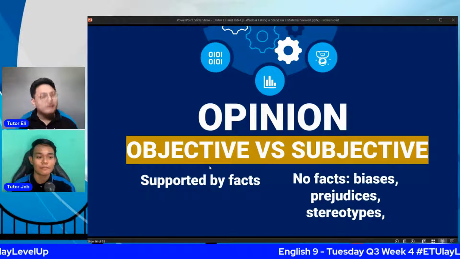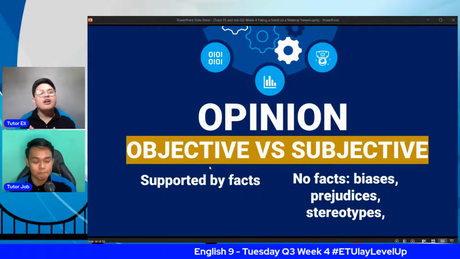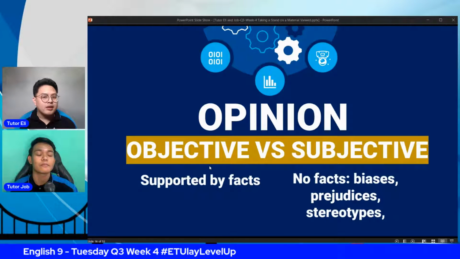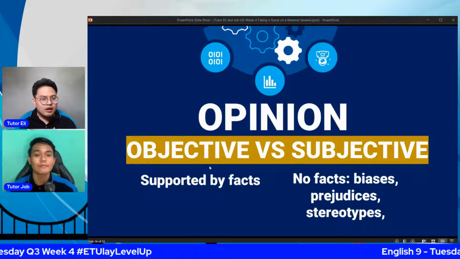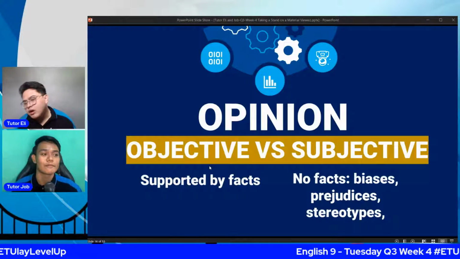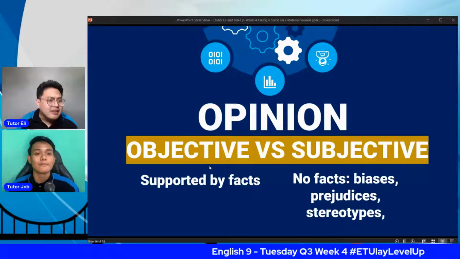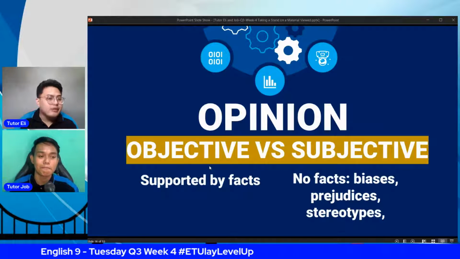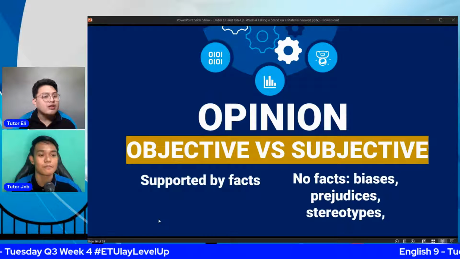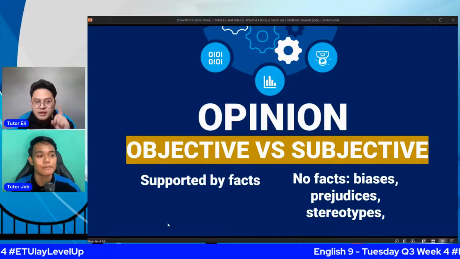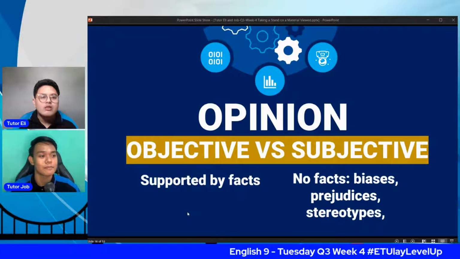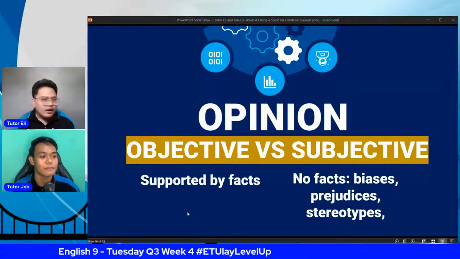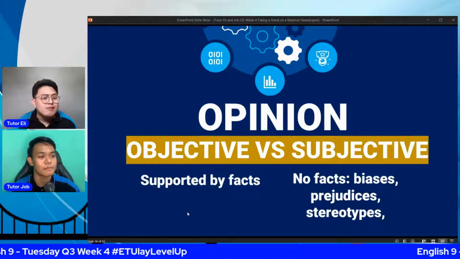That's what we call objective opinion. However, if your argument or your statement has no facts, it could mean that you are stating some biases, for example, prejudices or stereotypes. These are subjective opinions. Okay, these are not supported by facts. And ingat tayo ha, even in social media, there is a lot, numerous, countless subjective opinions.